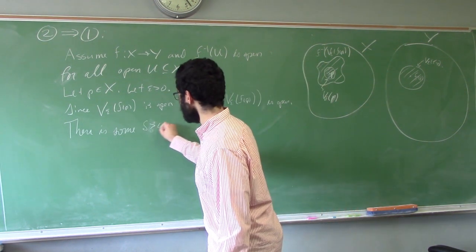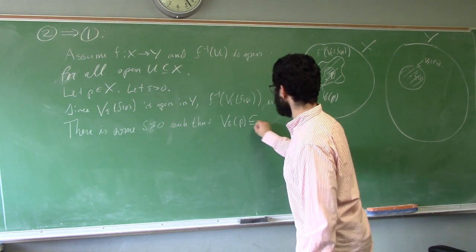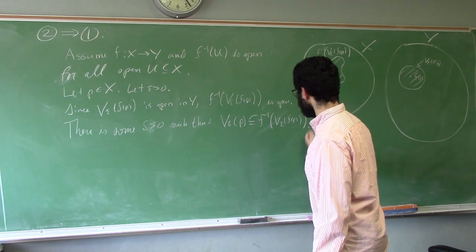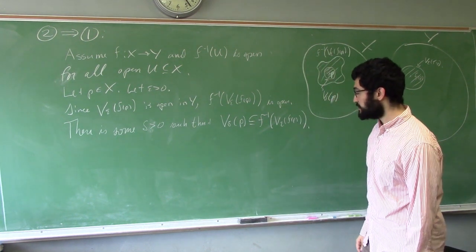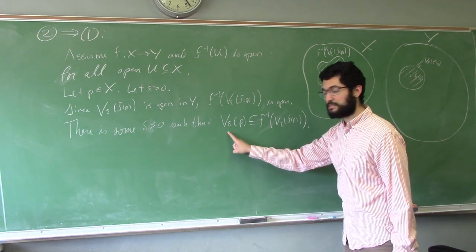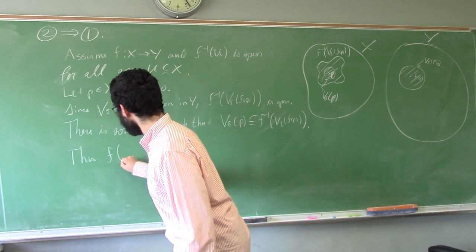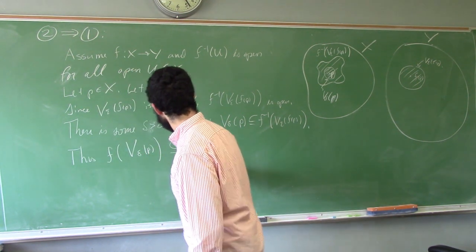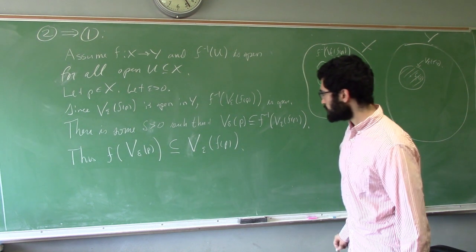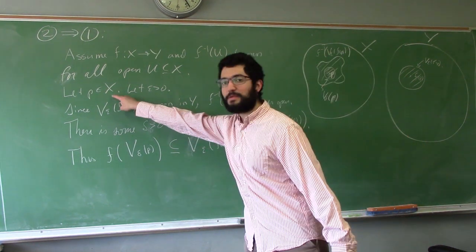Then there's some delta greater than 0 such that V delta of P is a subset of that preimage. So that means everything in this delta ball is in this preimage. So every point in this delta ball gets mapped by f into this epsilon ball. That's another way of saying f maps the delta ball in X into the epsilon ball in Y. And that establishes that f is continuous at P. Since we did this for all P, f is continuous.